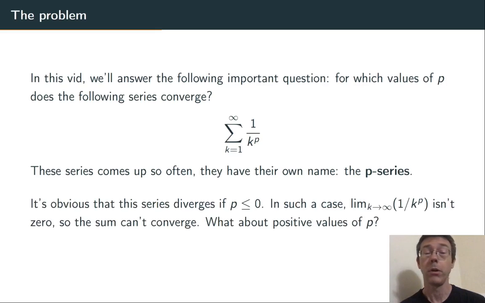Right away, we have a partial answer. If p is less than or equal to 0, the series diverges by the test for divergence, because as k goes to infinity, 1 over k to the p in that situation doesn't go to 0. For example, if p is 0, you're just adding 1 plus 1 plus 1 forever. So we're really only concerned about positive values of p.